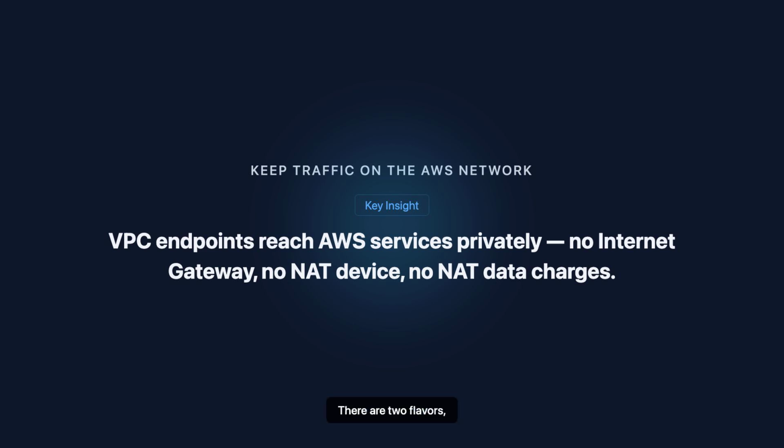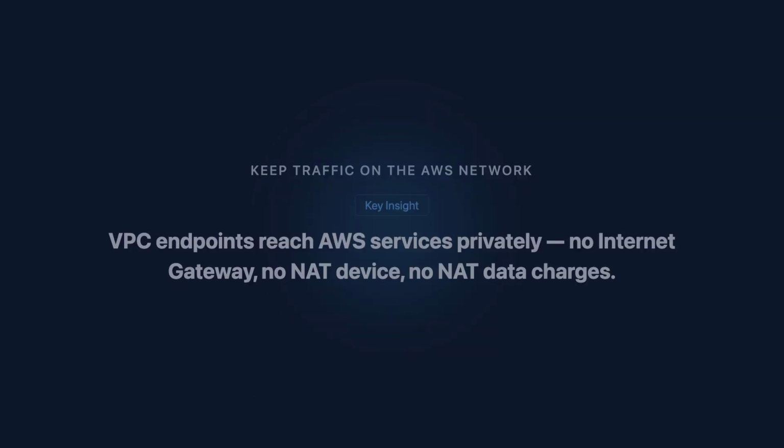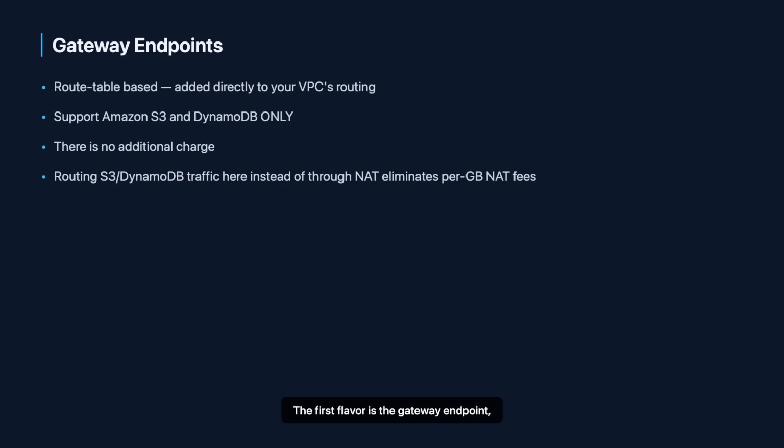There are two flavors, and the difference between them is one of the most practical decisions you will make in VPC design. The first flavor is the gateway endpoint, and there are two facts you absolutely want to remember. First, it supports only two services, Amazon S3 and DynamoDB. That's it, nothing else. Second, it's completely free.